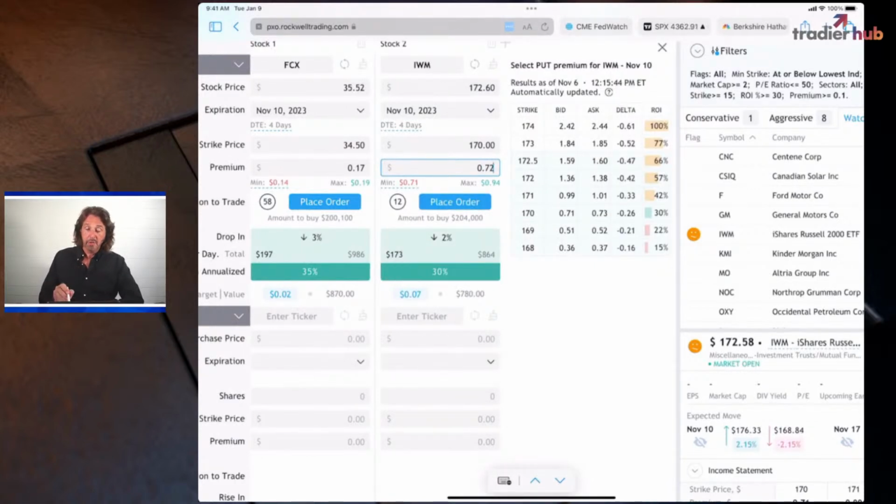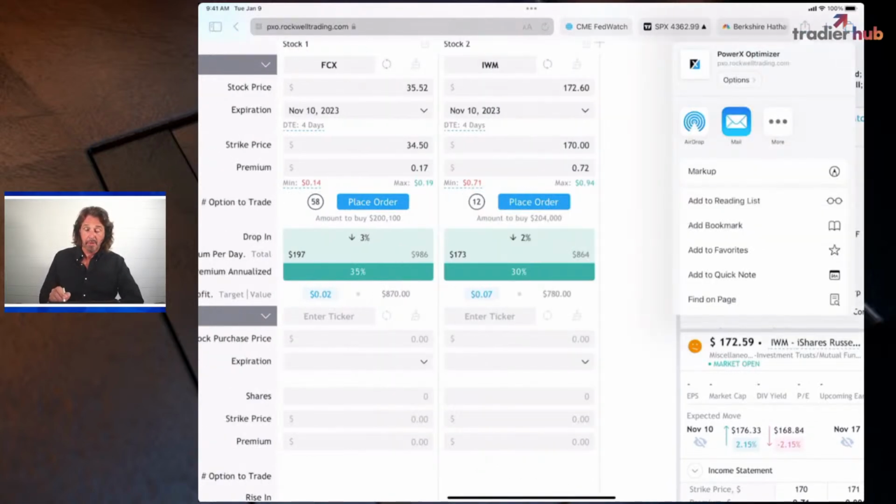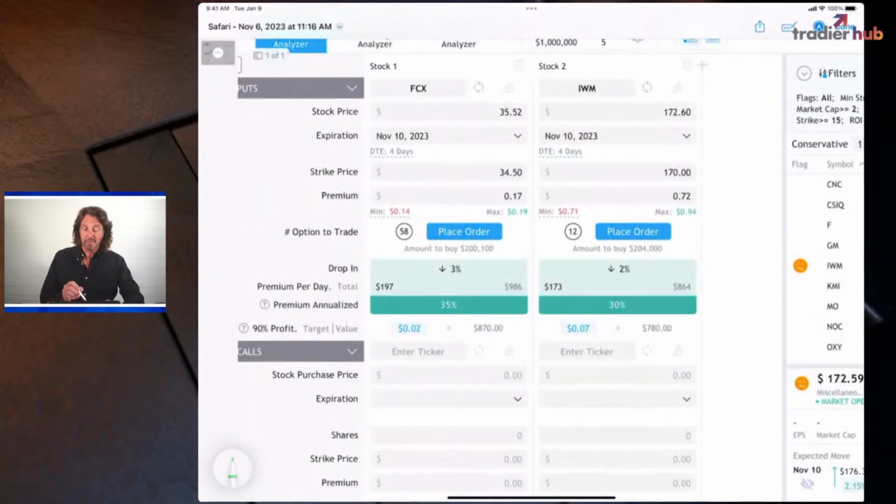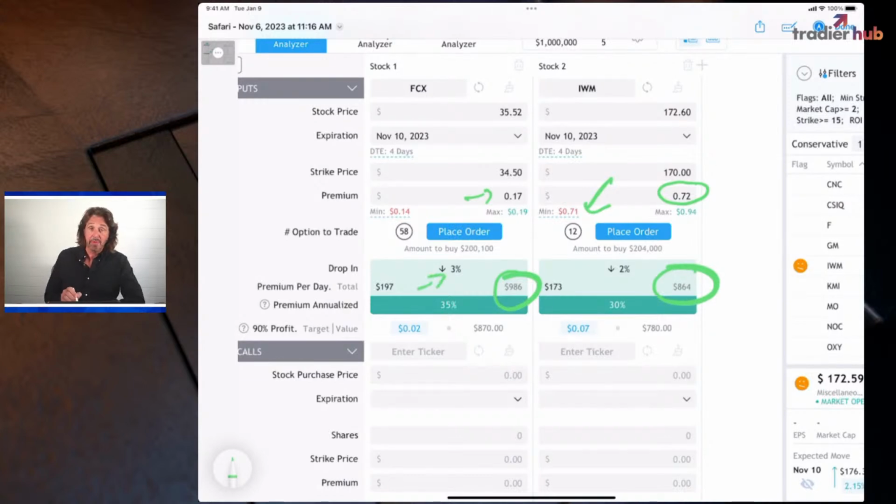Now, let's compare these two, right? This was FCX, a mining company. I get 17 cents. This would be $986 based on the amount of contracts that I trade. Here, I'm getting 72 cents, but I'm trading fewer contracts, so I'm getting $864. This can drop 3%, this can drop 2% before I'm getting assigned. So, just at first glance, FCX looks a little bit better.